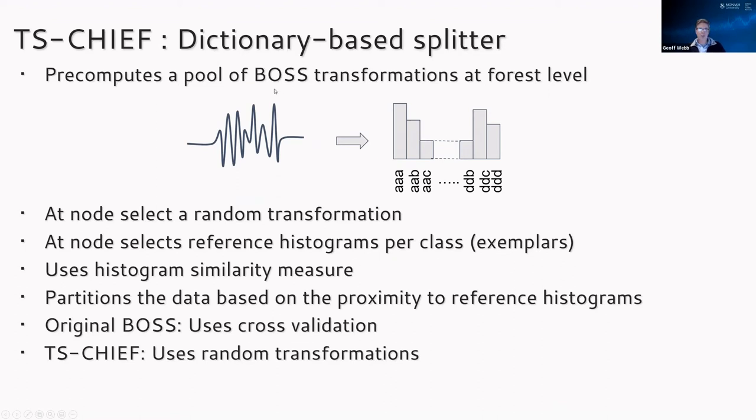The BOSS dictionary-based classifier included in COTE acts in this way. What we do is we, at each node, select a random dictionary transformation, then select a reference histogram per class. So we again choose one of the series to be a reference, to be an exemplar series, and take its histogram, and then we use a histogram similarity measure. So we partition the data again on proximity, but proximity to the reference histograms in this case. We use random transformations, whereas BOSS chooses the transformations to use using cross-validation.